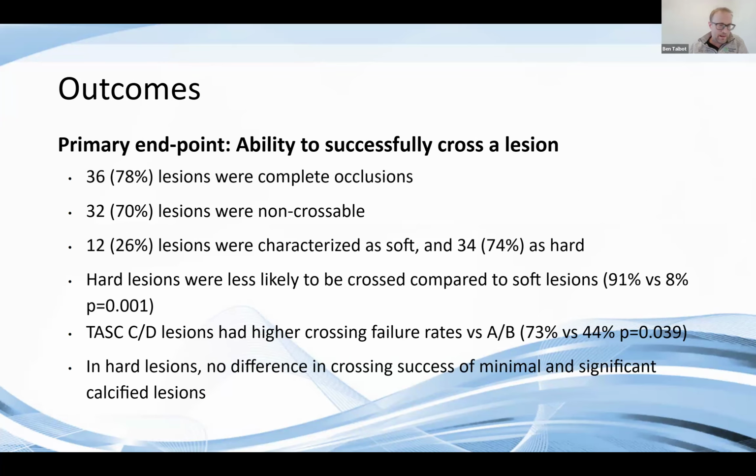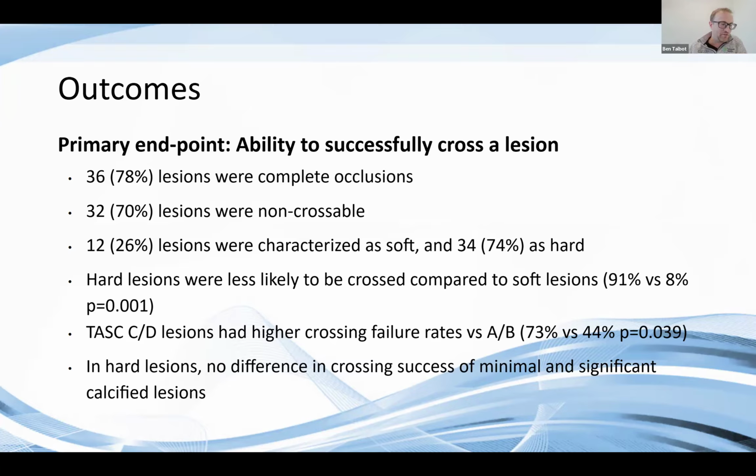Going back, and really the main result here is very striking. We're looking at the hard lesions defined as more than 50% collagen or calcium were non-crossable 91% of the time, compared to just 8% of the soft lesions. And this is an extremely large effect size. I also found it very interesting that the traditional scoring systems like TASC-2 had predictive value, but GLASS did not reach statistical significance in its predictive value.